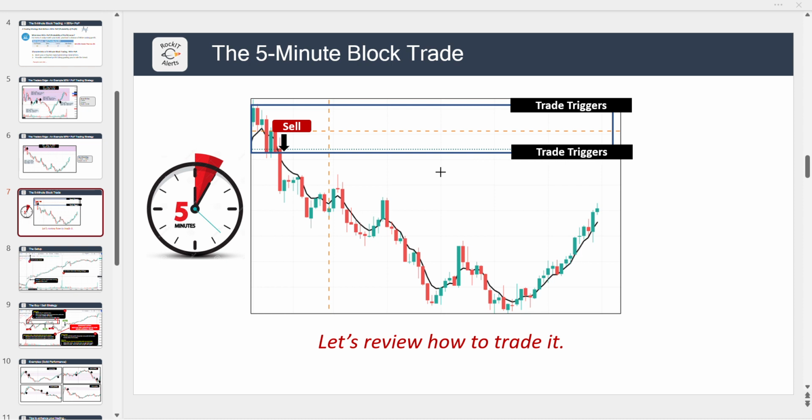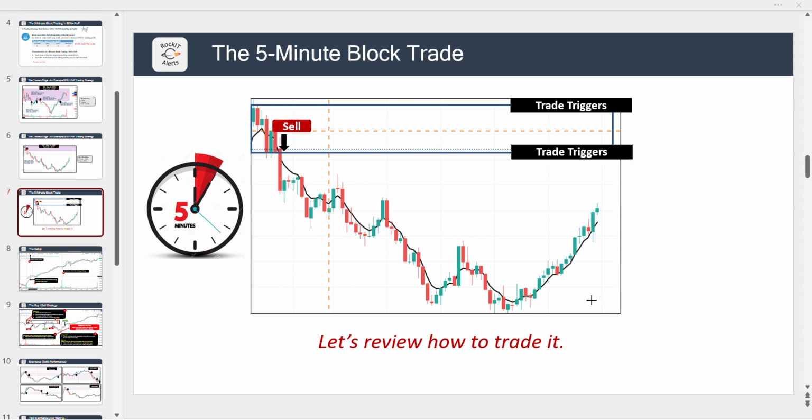Now, when the day starts, the 5-minute block, you wait for 4 candles to complete. Then you draw a box on the highest and the lowest of those 4 candles. Ignore the wicks. Ignore the wicks completely.